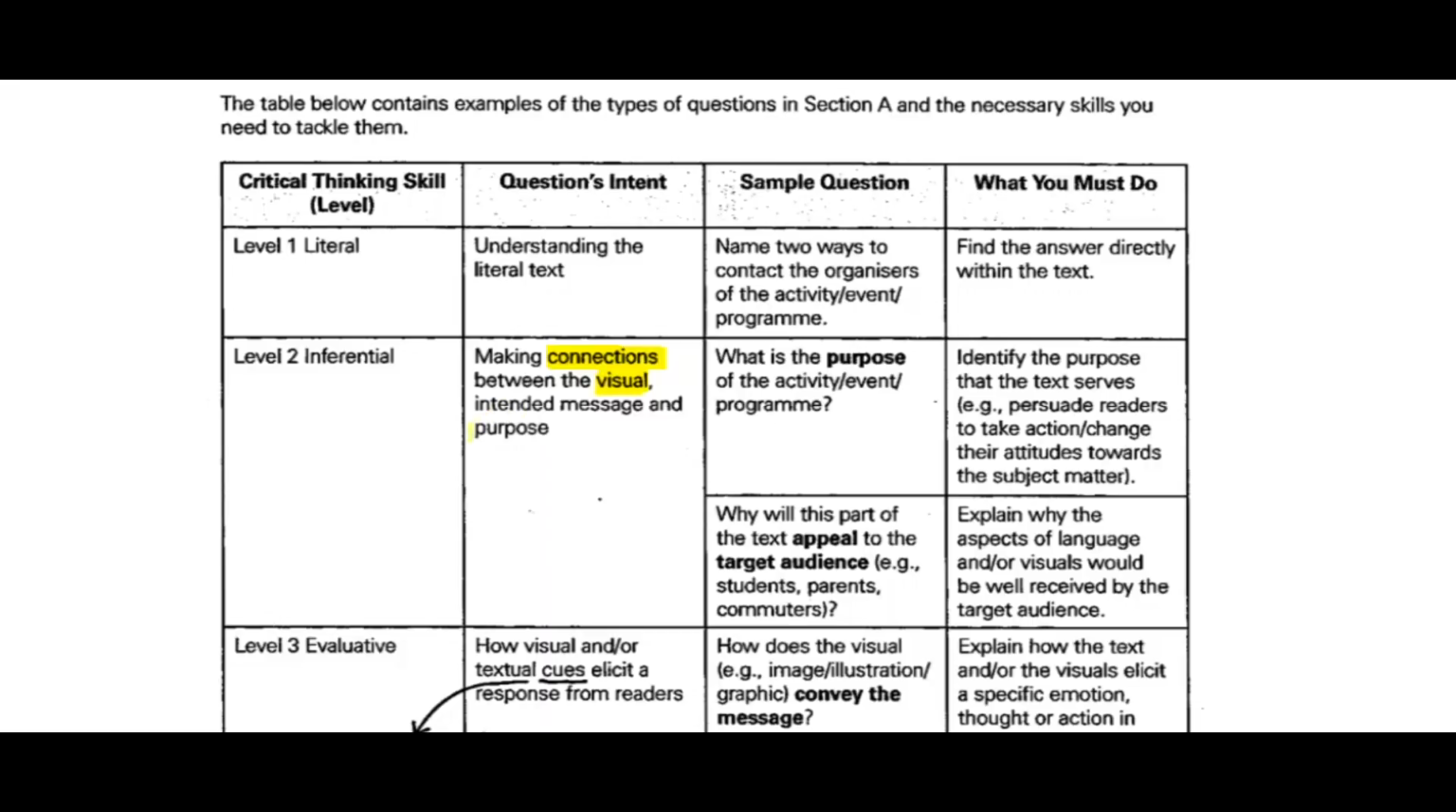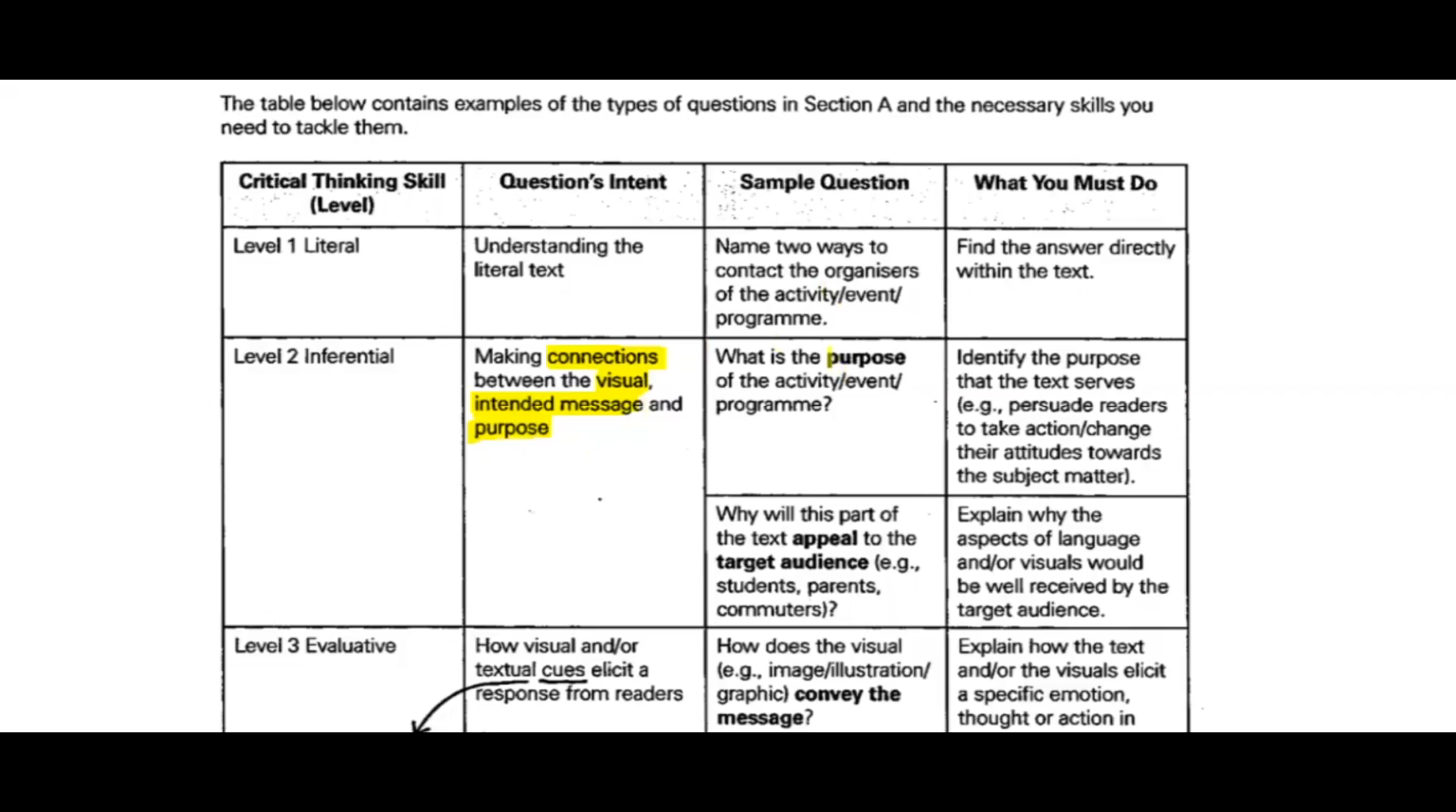Okay, you need to understand what is the purpose, and you need to understand what is the intention as well. Through this, you need to draw conclusions regarding what is the intended message and the purpose, after you analyze the visuals and the text, and by making certain connections between them, you can infer the intention and the purpose, right? So that would be an inferential type of question.